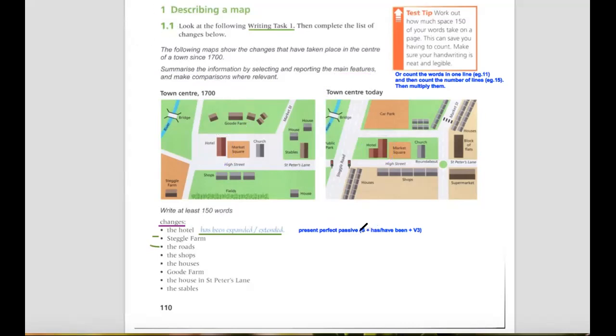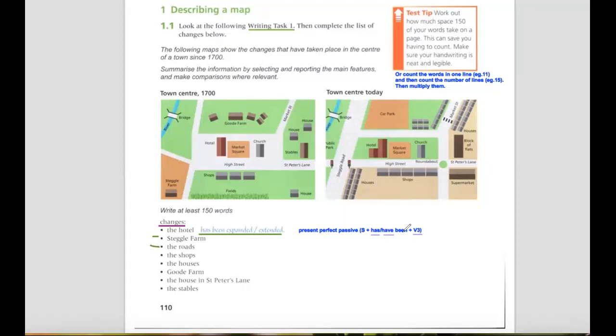So first of all, we start with the subject, which is the hotel. And then we don't use verb to be, we use a perfect tense. So we use has been or have been, okay? So the hotel, because it's singular, has been. If it's plural, the hotels, then we would use have been. So the hotel has been, and then we use the verb 3.